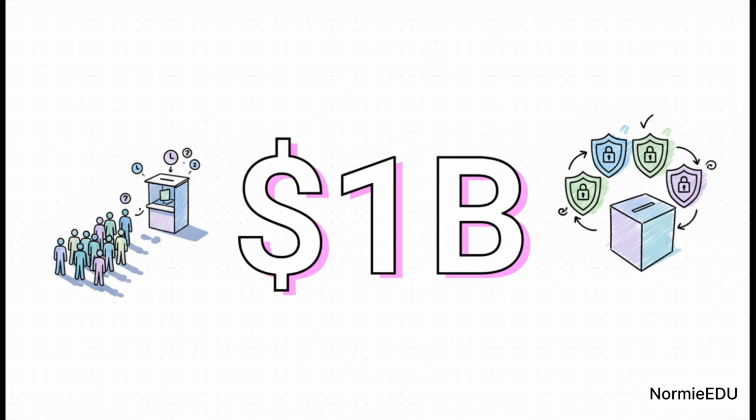I mean, just take voting, for example. The problems with our current systems, the long lines, the security concerns, they're estimated to cost over $1 billion in lost productivity. ZKPs can make voting secure, private, and way more efficient.